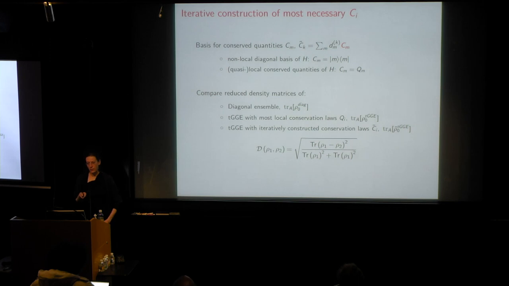Of course, here I have also what are these conservation laws that I'm making linear superpositions of? If I have no clue, I can add just a diagonal projection onto the eigenstates of the Hamiltonian, or if I have more clue, I can take the local or quasi-local quantities of the model. And then I will compare how good my truncated GGE is by comparing it to the diagonal ensemble.